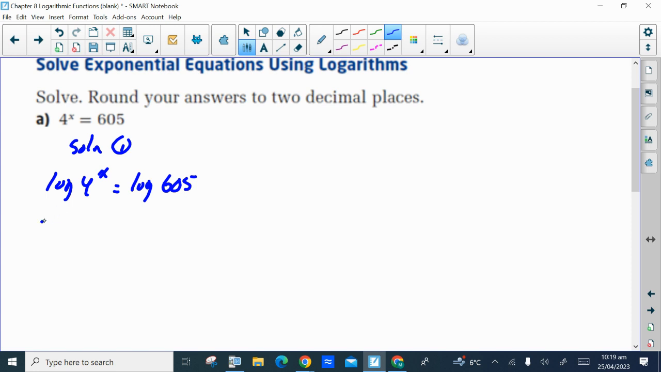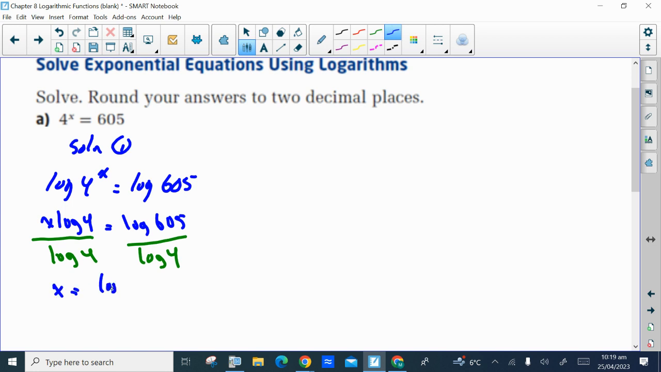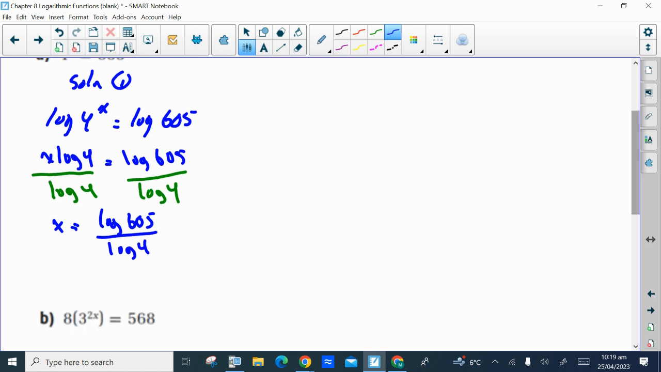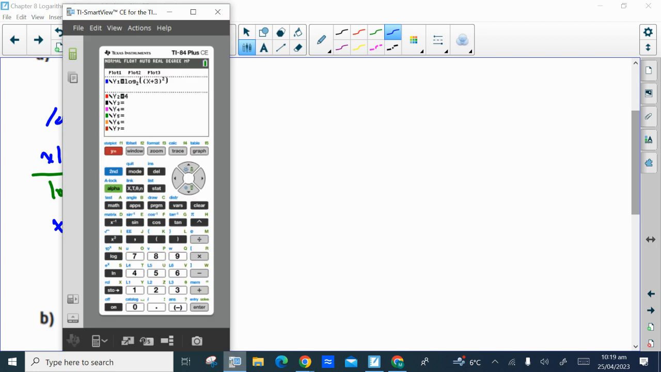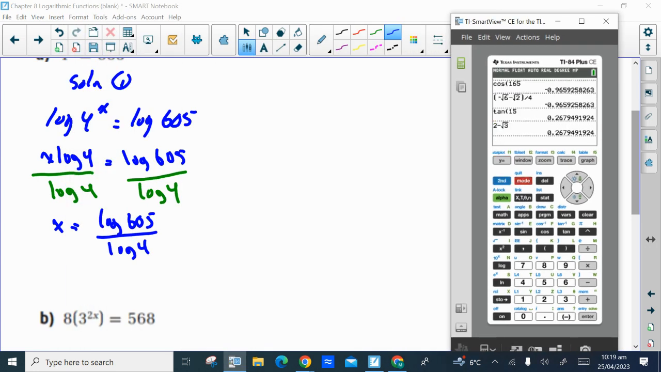Then on the left side, you can use the power law. x log of 4 equals log of 605. And then to get x by itself, you would just divide both sides by the log of 4. And x would equal log of 605 over log of 4. These are both common logs, which is base 10. So we can use the log key to evaluate these: the log of 605 divided by the log of 4.